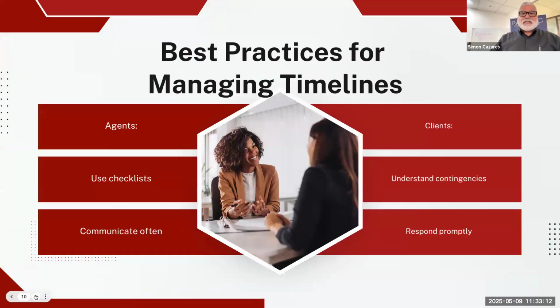All right, so, best practice for managing timelines. It's obviously communication amongst the agent, having a checklist, and communicating as often as possible, right? Because that can alter a dispute or disagreement. It's when agents stop communicating that you see problems. Communicate with your clients, understand the contingencies, and respond properly. That's part of the process. We don't want to drag it because you're scared or nervous or you're overwhelmed.